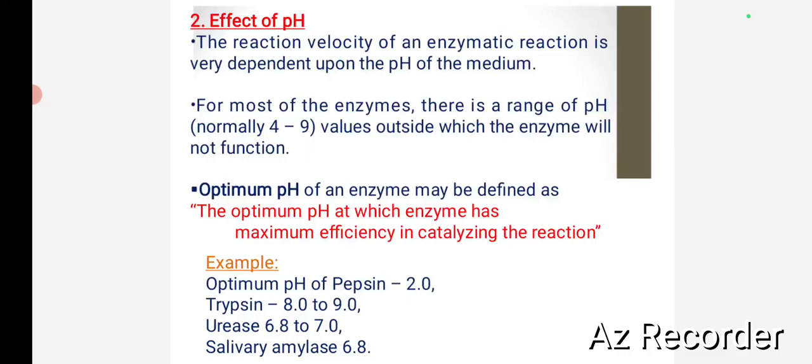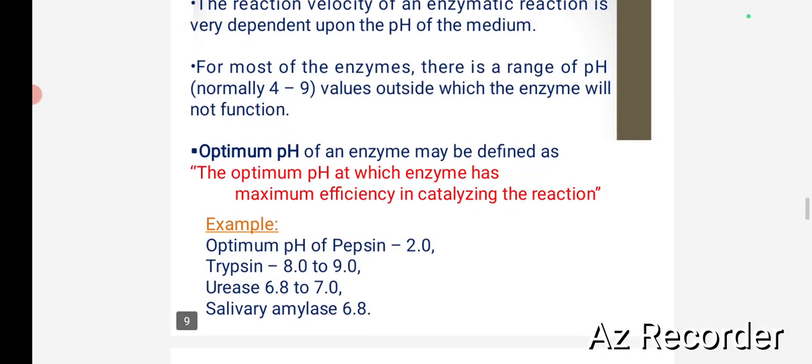Optimum pH of an enzyme may be defined as the pH at which the enzyme has maximum efficiency or maximum activity in the catalytic reaction. Some examples: optimum pH of pepsin is 2, trypsin 8 to 9, urease 6.8 to 7, salivary amylase 6.8.